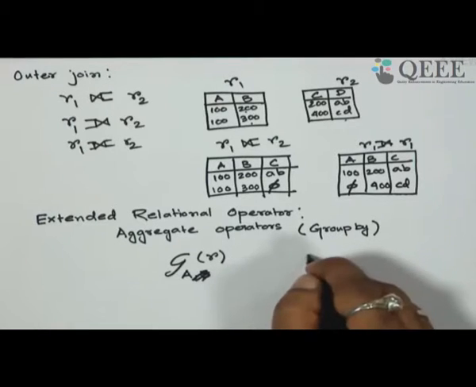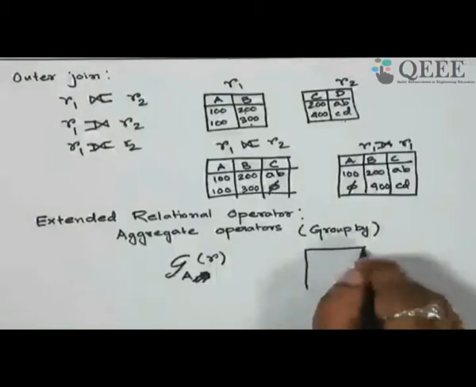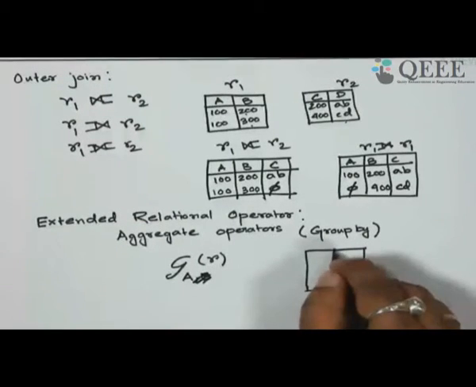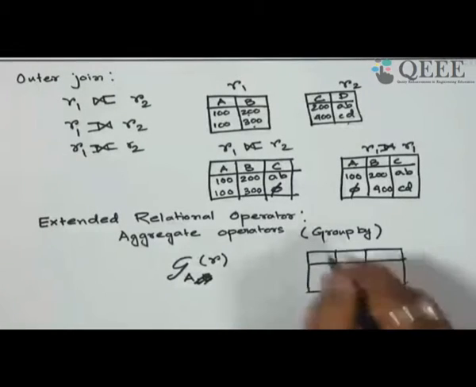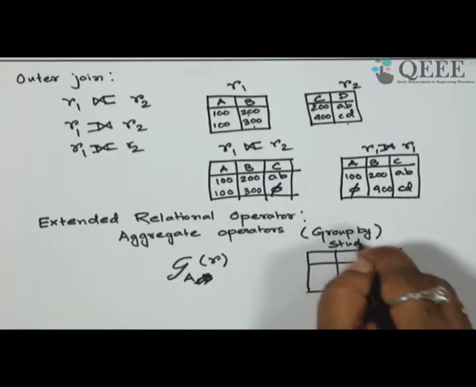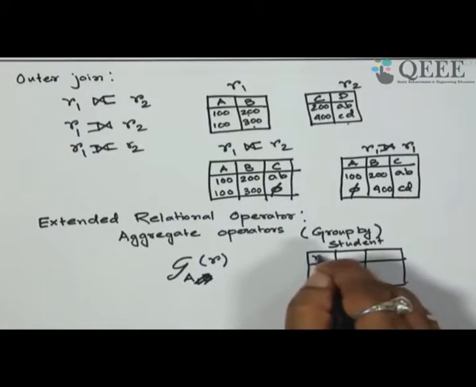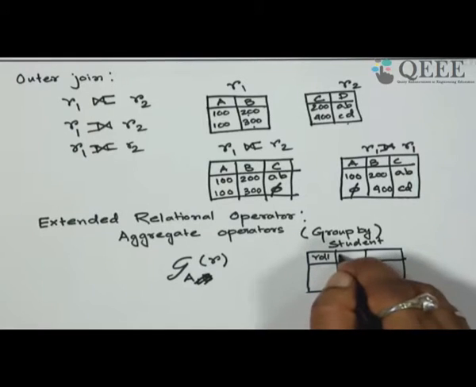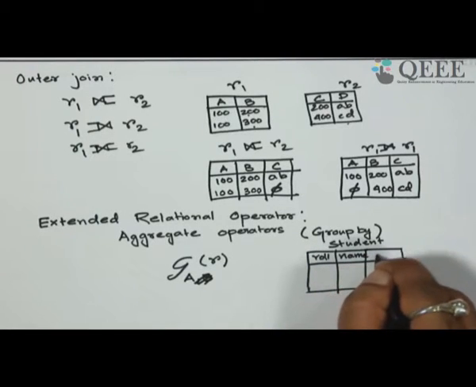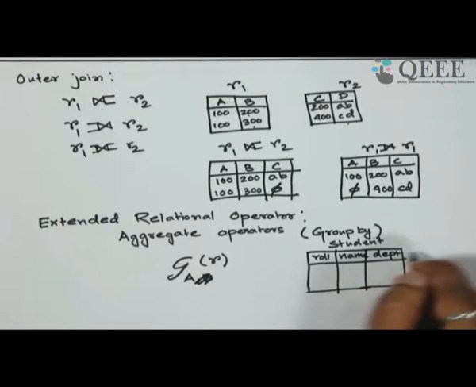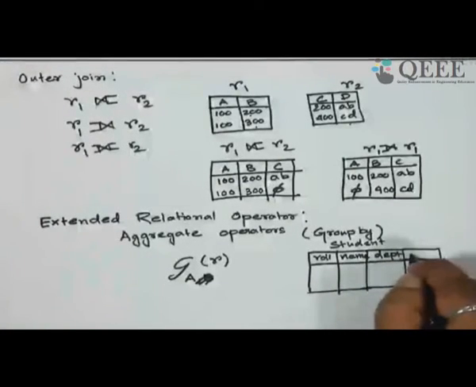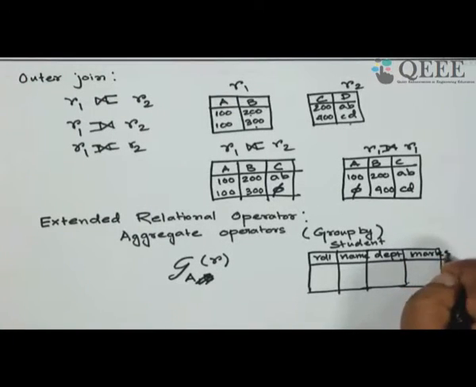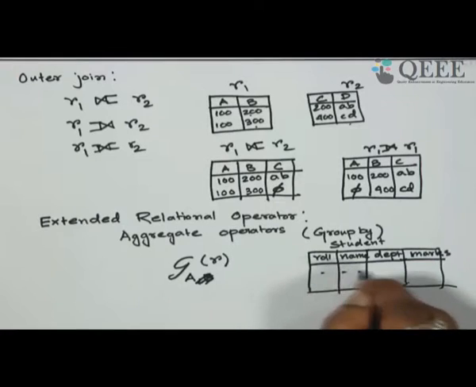Let me take an example rather. Suppose I have a student table which contains, say, student roll, name, department, and maybe the marks, the total marks, let's say, and I have various entries for this.